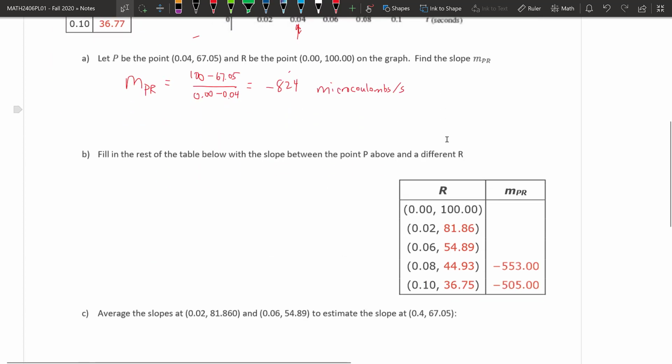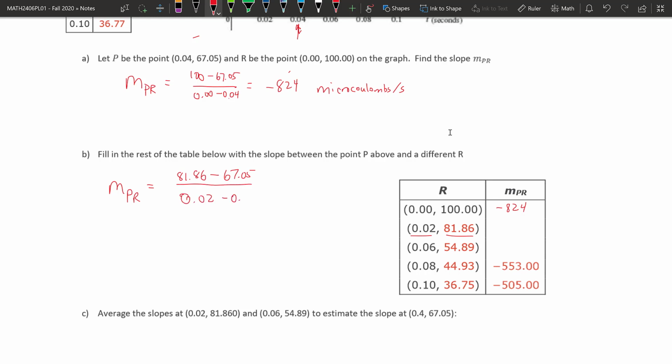So the next thing we're going to do is fill in the rest of the table. We're going to find the slope of the line if we change where R is. Instead of the negative 824 we just got, what if R was 0.02, 81.86? So still find m sub PR, but now change what R is. Instead of using 100, we're going to use 81.86 minus 67.05, over 0.02 minus 0.04. Plugging that into my calculator, I get negative 741. Again, here is the point P, and here is the point R. That's the change in y over the change in x, giving me the slope.